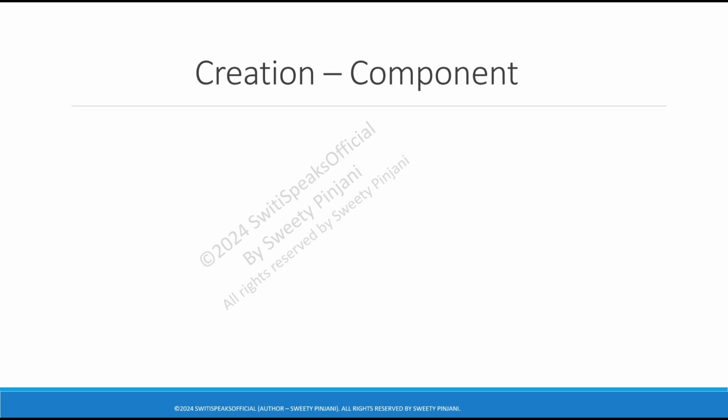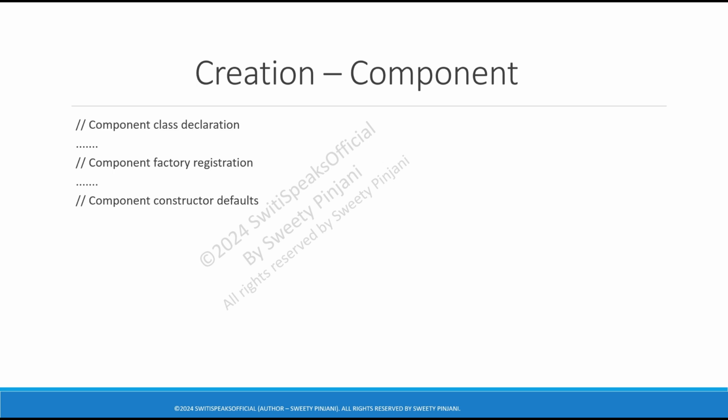Let's see an example. How does creation of component happen? For the component, you will first have the component class declaration. Like we said, we are extending some class from the UVM component. That is how you declare. And then whatever we saw, the factory registration code will come. Then the constructor default, that code will come. And now let's see how the creation happens.